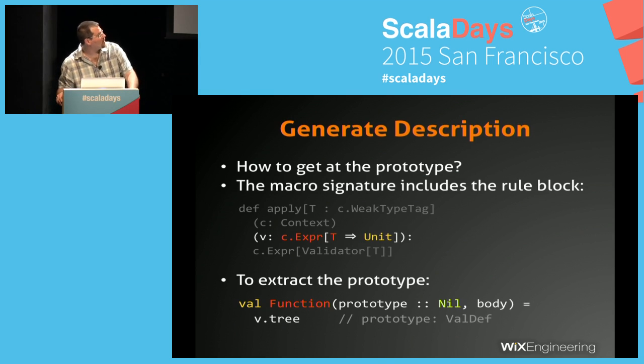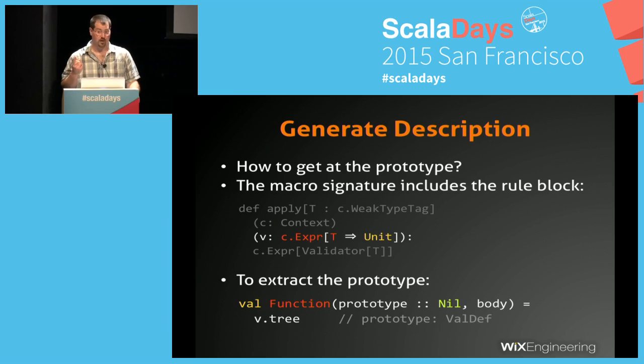If I go way back to the macro definition, to the implementation signature, I take in an expression that gives me the syntax tree for the code block from T to unit. It gives me all of these validation rules. So to extract the prototype, I just need to break it apart, and I also do that with pattern matching. This is a function node that takes in a set of parameters.